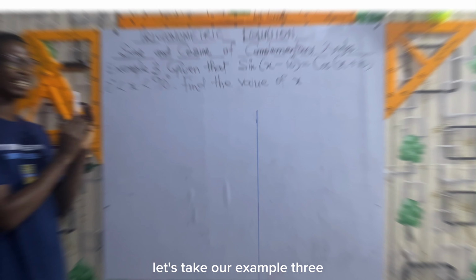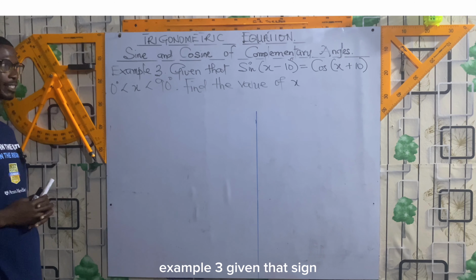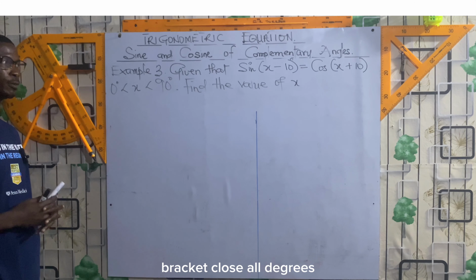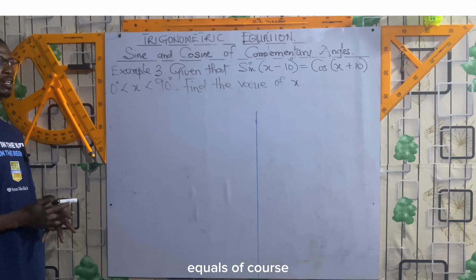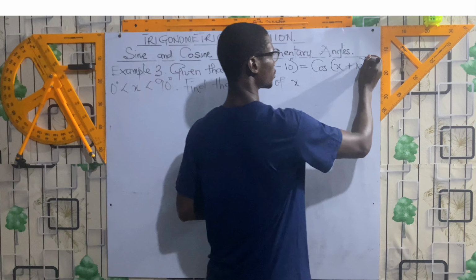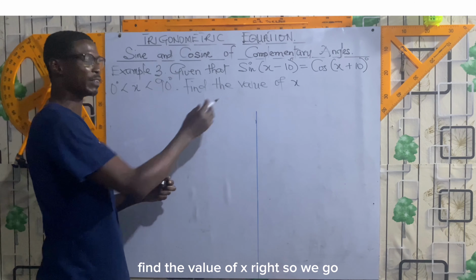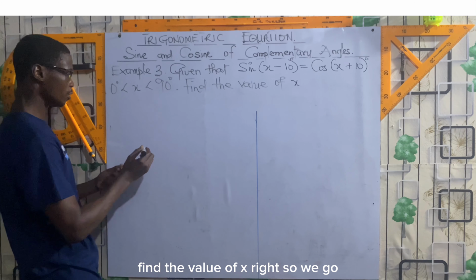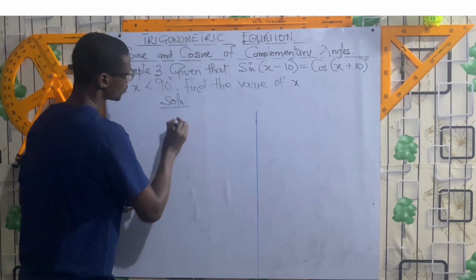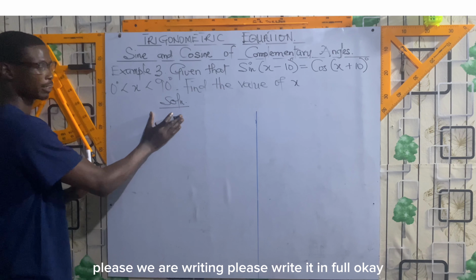Example 3. Now let's take our example 3. Given that sine open bracket x minus 10 close bracket all degrees equals cos open bracket x plus 10 close bracket all degrees, right? This is a condition given to us. Find the value of x. Right. So we go. Please, when you're writing, please write it in full. Okay.